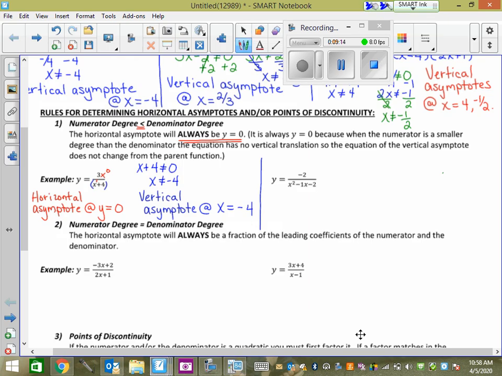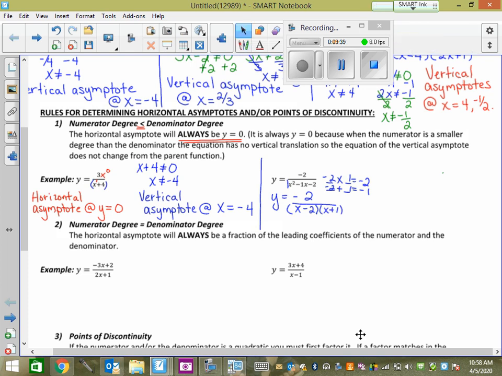Okay. For this one, we have y equals negative 2 over, we can factor our denominator. What times what gets me negative 2? What plus what gets me negative 1? Negative 2, positive 1. And we can go right to brackets because there's a plus 1 in front of this x squared. So x minus 2, x plus 1.